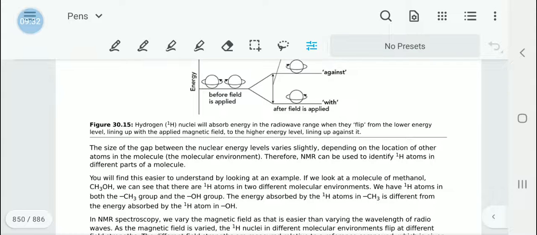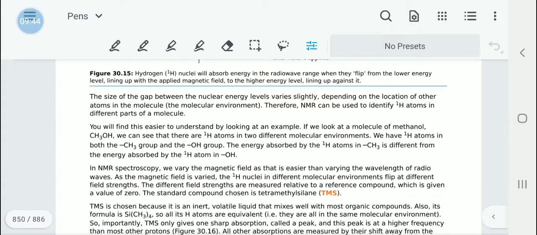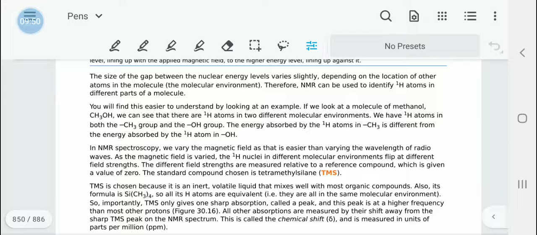By looking at this energy level variation, we can identify the H plus atom environment, thereby being able to identify the chemical itself.